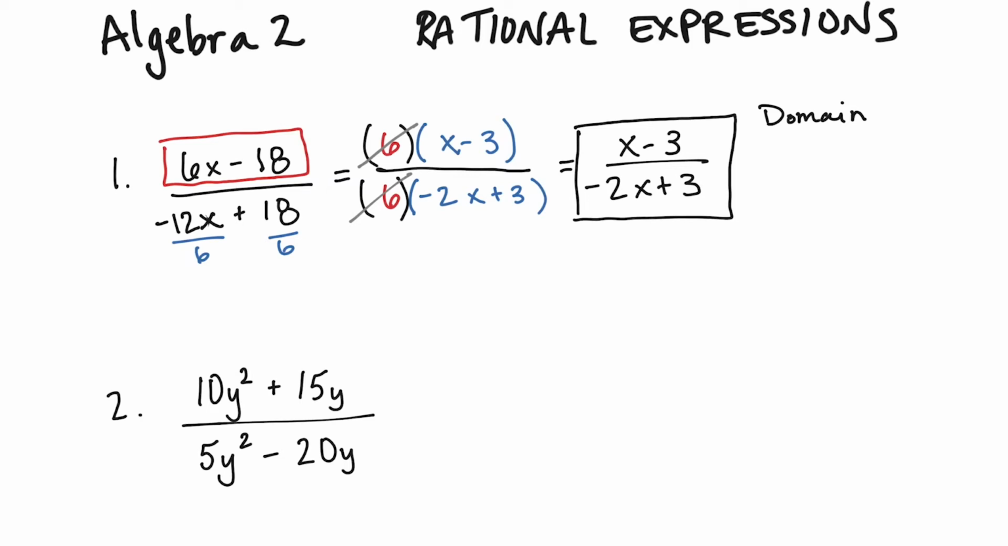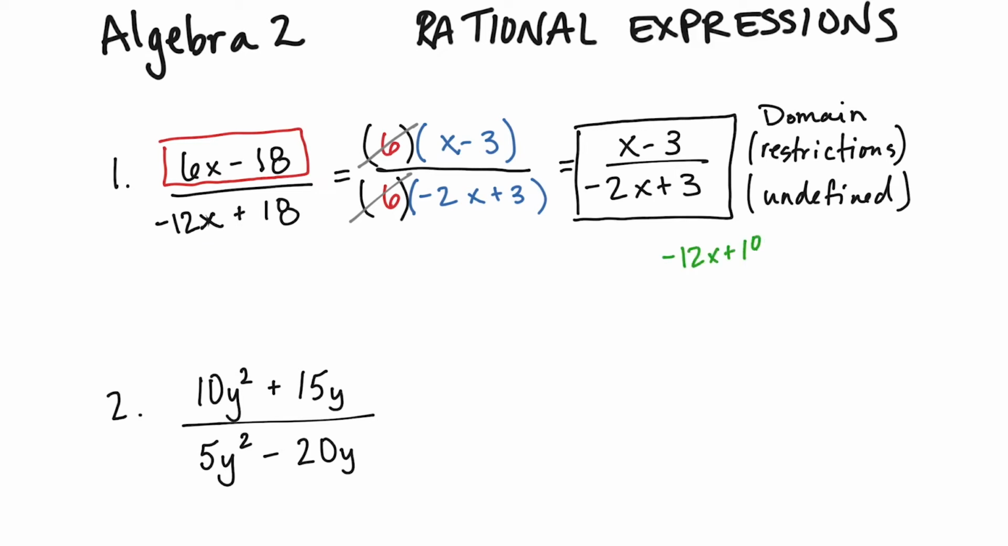So I can't divide by 0, right? That's impossible. So what you have to do to figure out the domain or the restrictions, sometimes they ask about restrictions or what makes it undefined, is you go back to the original equation. You just look at the denominator. So that's negative 12x plus 18.